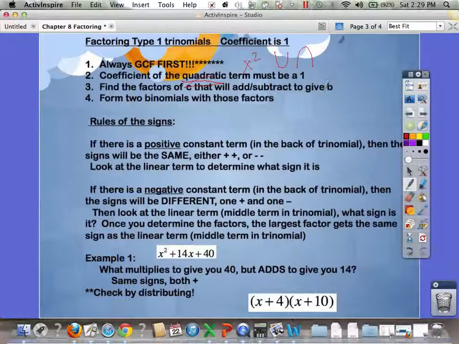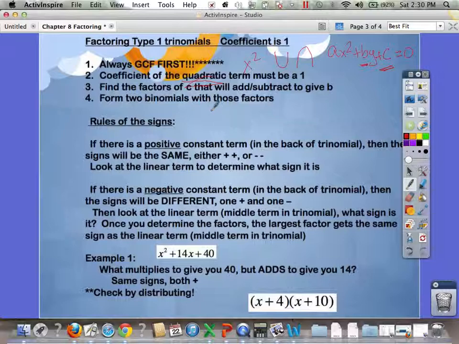All right, so we're going to find the factors of C that will add and subtract to give you B. So you have Ax squared plus Bx plus C. Okay? All right, so A, B, and C. So what they're saying is factors of C that add or subtract to give you the B. Okay, and you'll understand more when we start doing them. And then you're going to form two binomials from those factors. So let's talk about the rules of the signs.